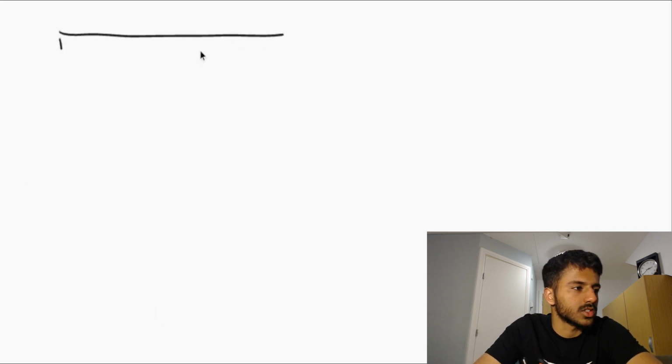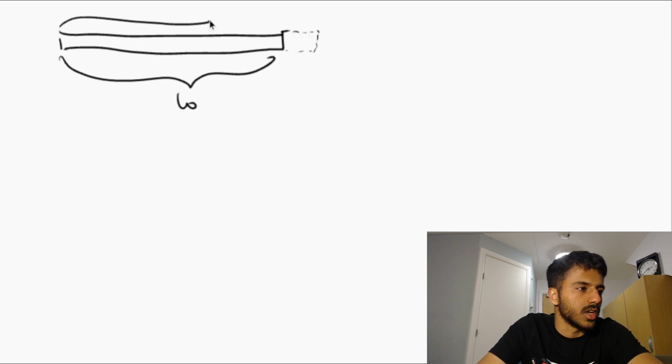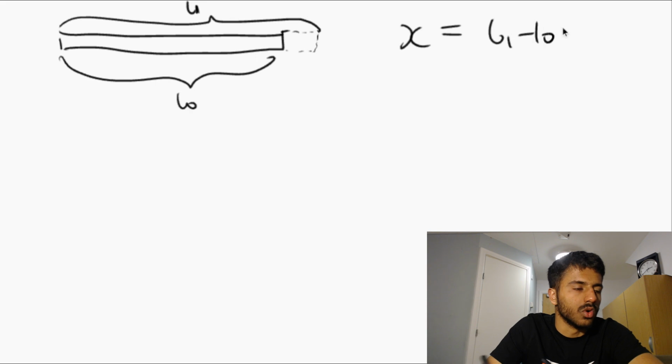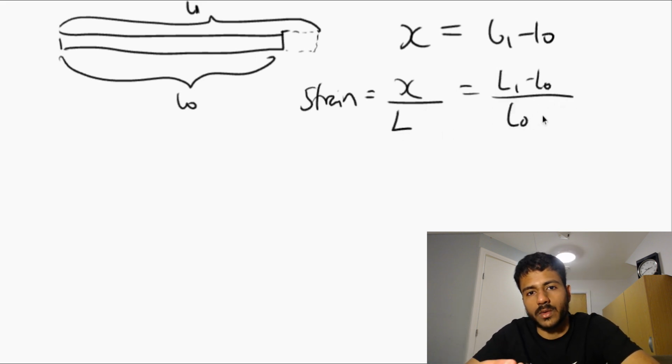So let's say you had this string or wire of original length L0, and you extend it such that its new length is L1. Well, the extension is equal to L1 minus L0, and your strain value is going to be equal to x over L, where x is your extension, so L1 minus L0, and capital L is your original length, which is L0. So that would be your strain.